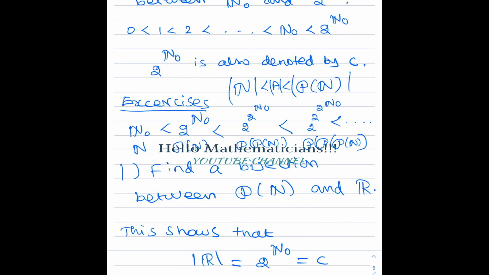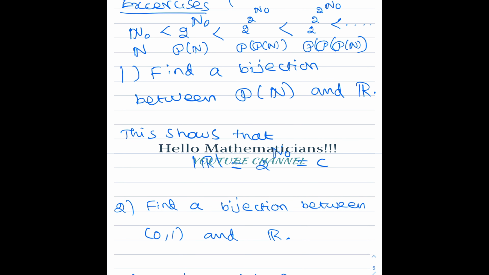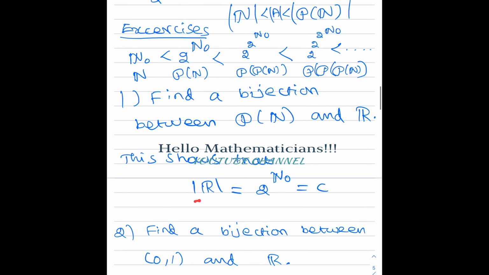Find a bijection between the power set of N and R. You can check on the internet; there are many interesting bijections between the power set of the natural numbers and R. Because of this bijection, these two sets have the same cardinality. R and the power set of N have the same cardinality. Therefore, what is the cardinality of R? The cardinality of R equals the cardinality of the power set of N. What is the cardinality of the power set of N? It is 2 power aleph naught. There is another name for 2 power aleph naught, that is C.